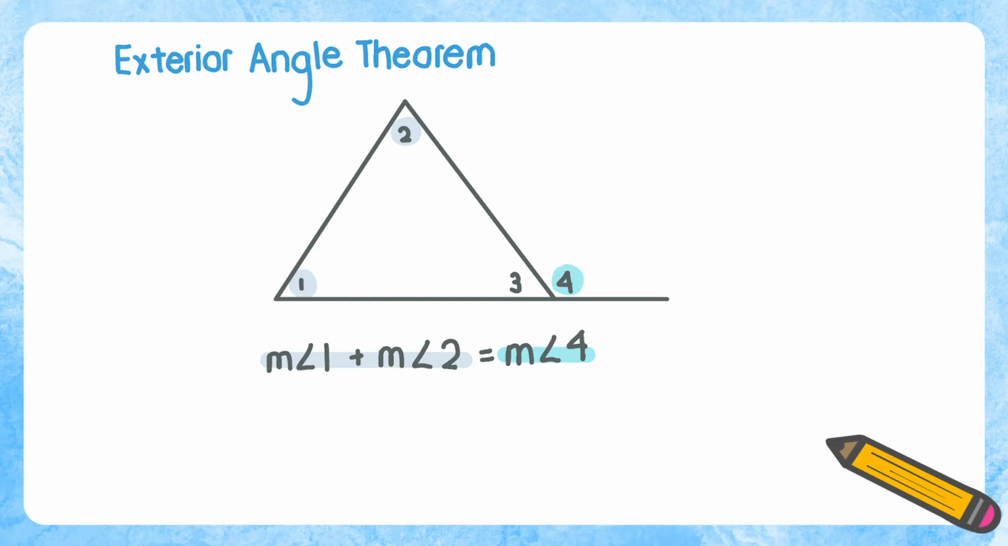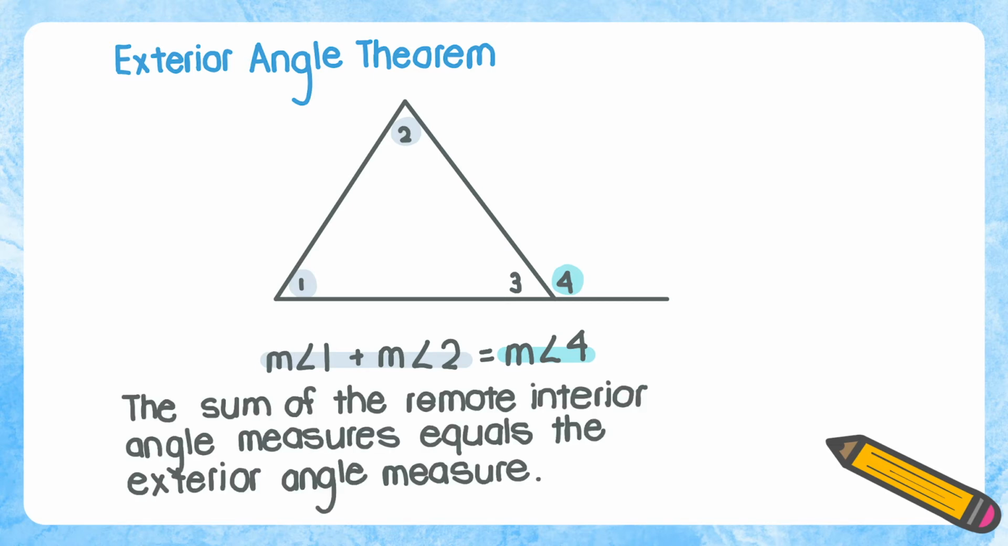The theorem tells us that the measure of angle 1 plus the measure of angle 2 equals the measure of angle 4. That is, the sum of the remote interior angle measures equals the exterior angle measure. So the sum of the remote interior angle measures, that's the measure of angle 1 plus the measure of angle 2, equals the exterior angle measure, which is the measure of angle 4.